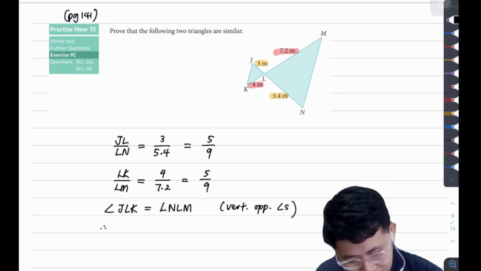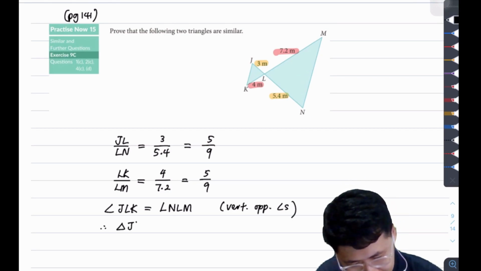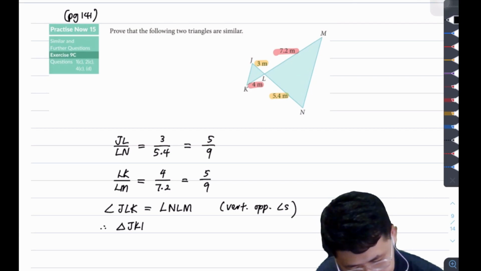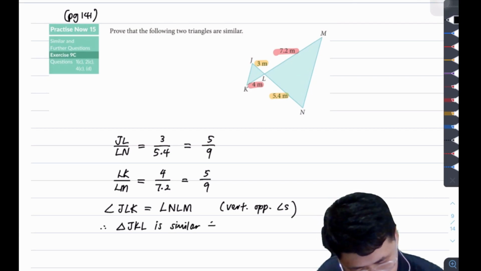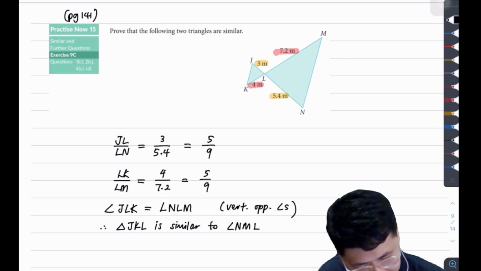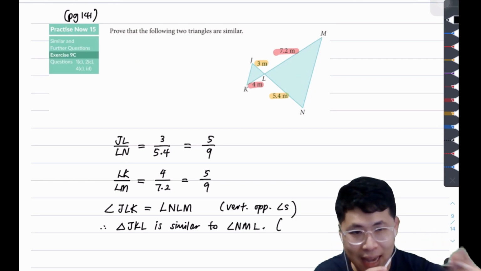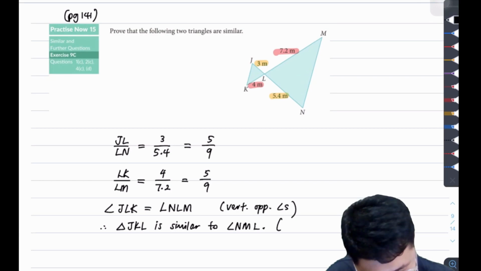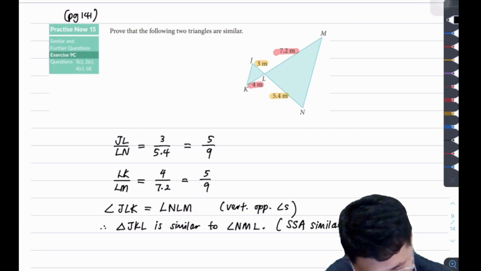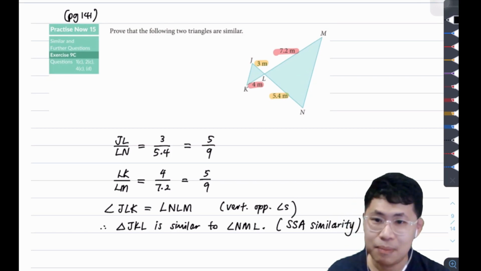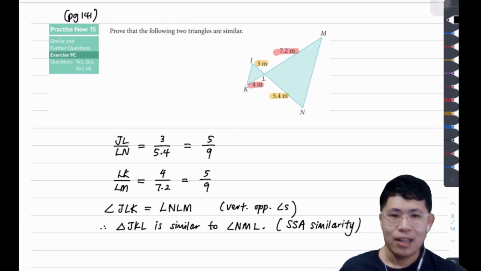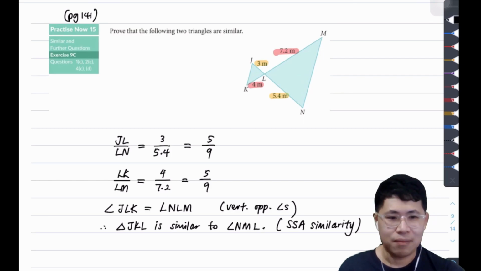Okay, so conclusion, the 2 triangles, triangle JKL is similar to triangle NML. And the reason is we have 2 pairs of corresponding sides and 1 angle, so we call this the SAS similarity, like this. Okay, so this ends Practice Now 15.